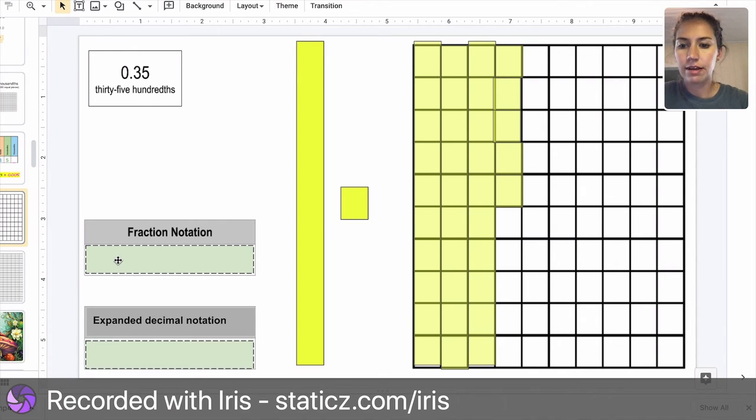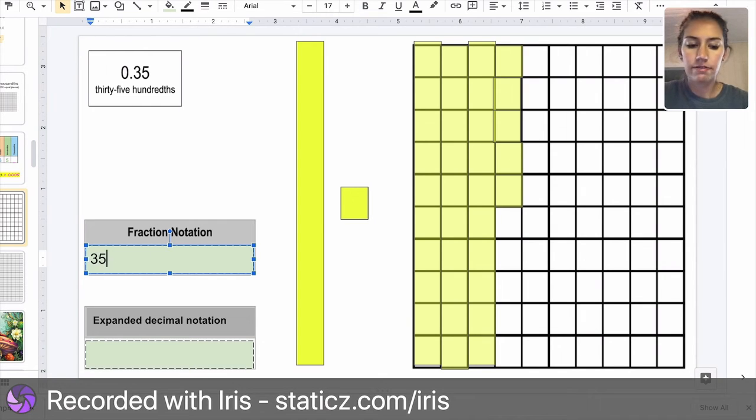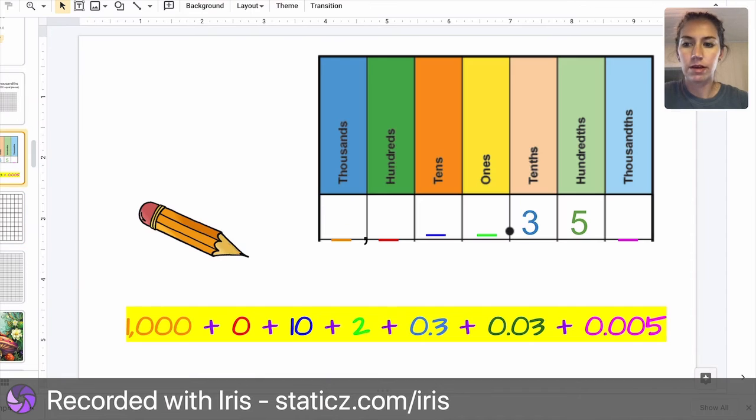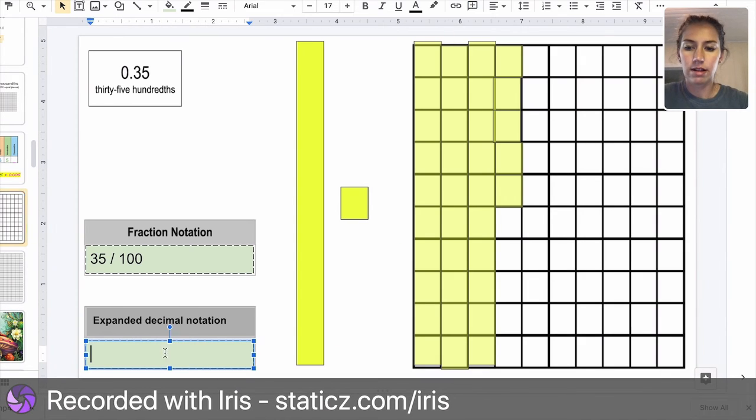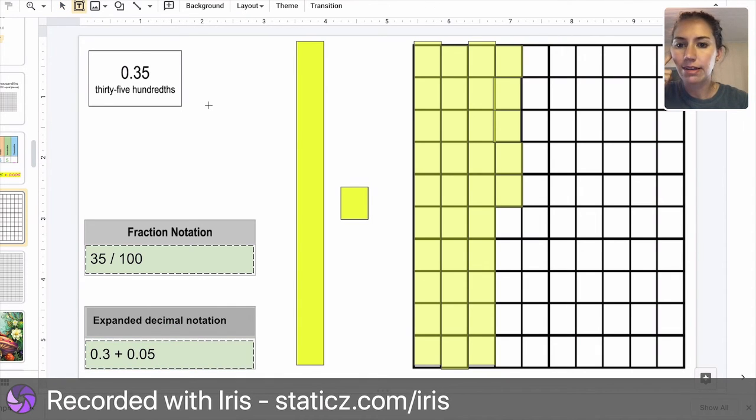Now, how do I write that as a fraction? I write 35 out of 100. Or as an expanded decimal, I would write, just like we learned up here, that it's 3 tenths and that would be 5 hundredths. So I'd write 0.3, 3 tenths plus 0.05, 5 hundredths.